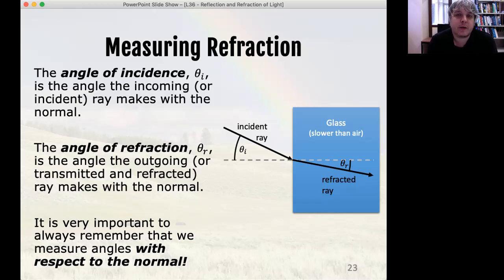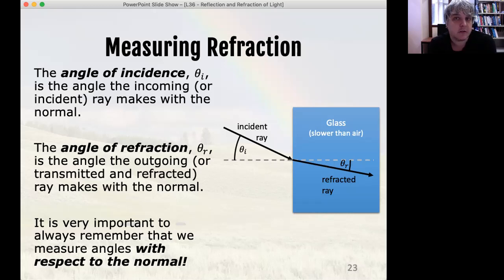That will be the same normal because the point where the incident ray hits is obviously the same point where the refracted ray starts. So that is the same normal line. It just continues in and out of the different materials. So those two angles, theta I and theta R.